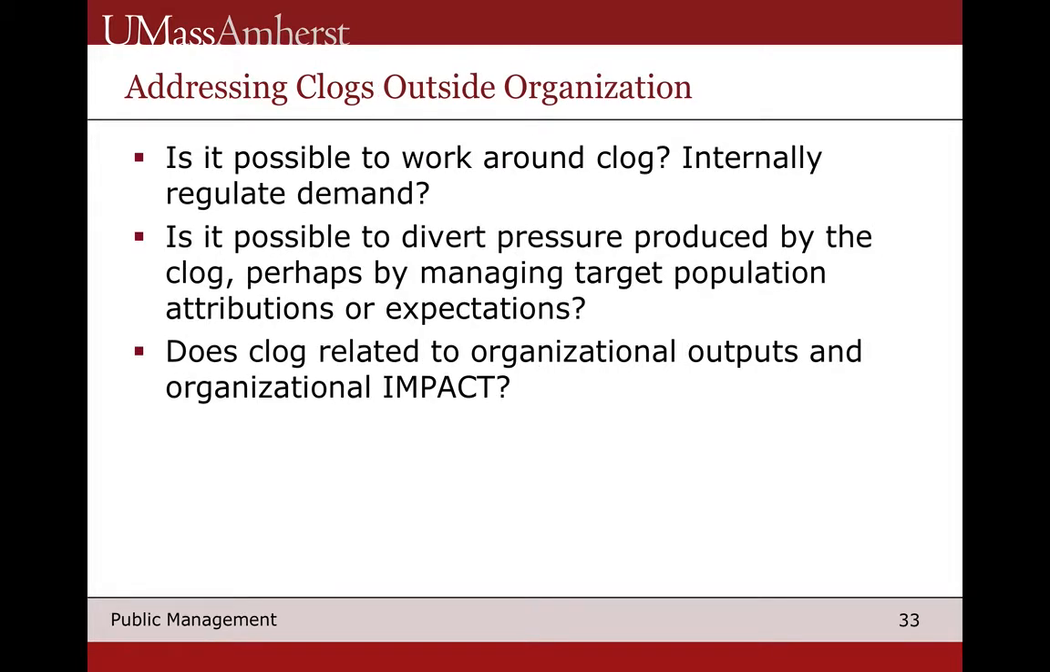Sometimes, just like a plumbing clog, you might just need to work around it. If you can't manage a clog, though, as in the Raleigh post office, or in the case where there's nothing you can do if there's an exogenous shock and all of the power goes out in a third of your service area, what you have to do, to some extent, in the Raleigh post office case, is internally regulate demand. That means instead of sending out all of your letters at once, you send out 5% a day for the 20 work days. You might also, again, be able to divert the pressure. This is the idea of managing target population attributions.